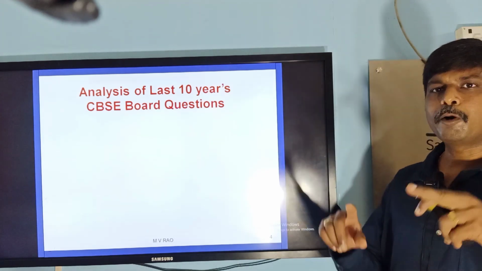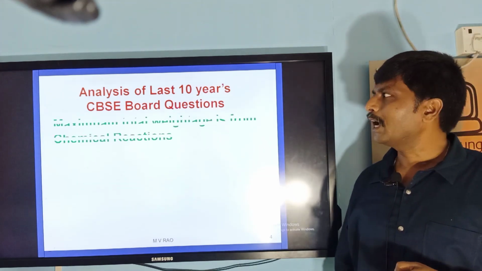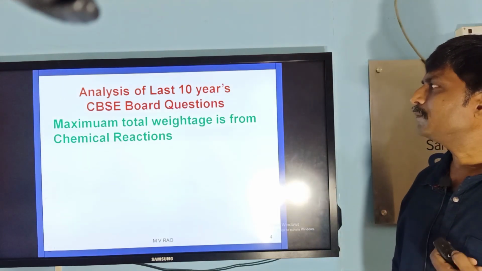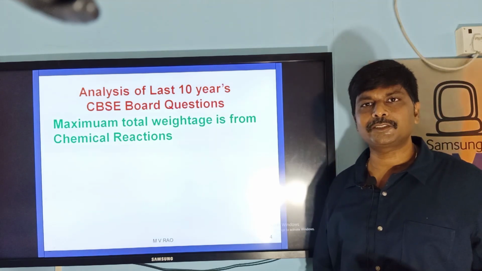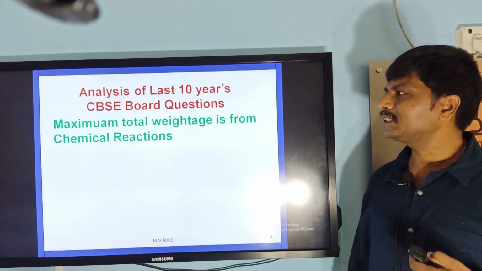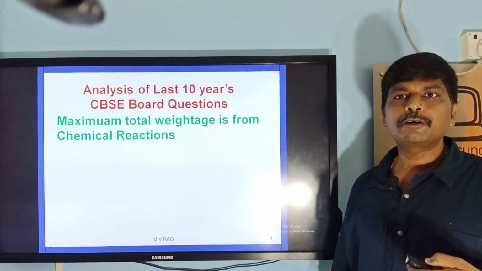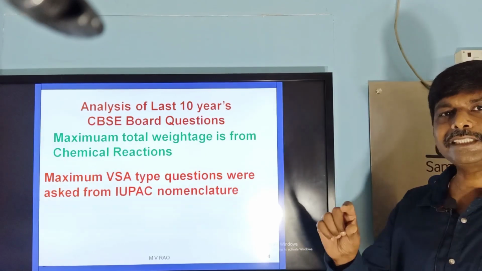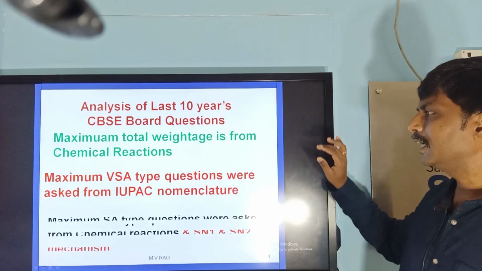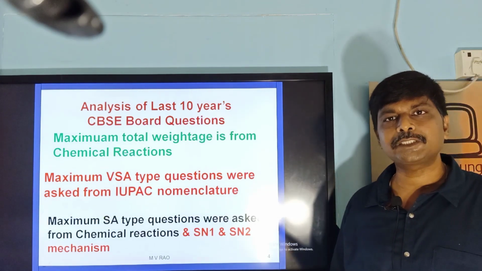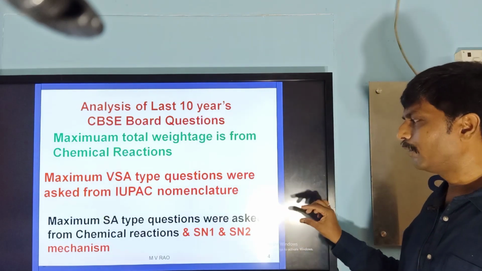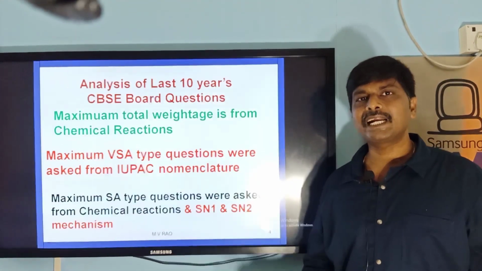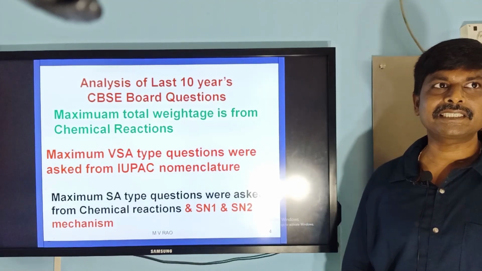So now, for this chapter I studied the last 10 years, and I want to share some information about this chapter. Maximum total weightage is from chemical reactions only. If you see any previous year's questions, you will observe that maximum questions they are asking are from chemical reactions, maximum very short answer type questions from nomenclature, and maximum short answers, that means 2 marks and 3 marks questions, from SN1 and SN2 mechanism, and chemical reactions, mainly named reactions like Williamson synthesis, Swarts reaction, and like this.